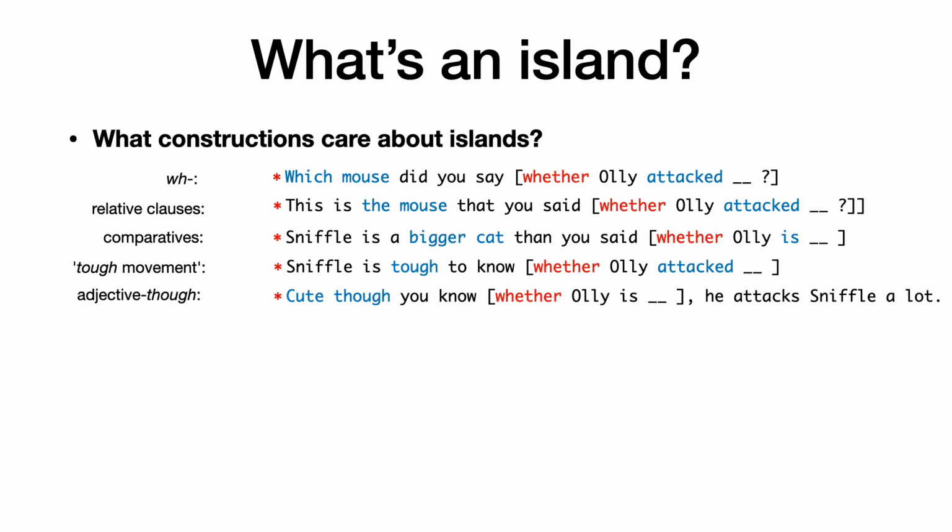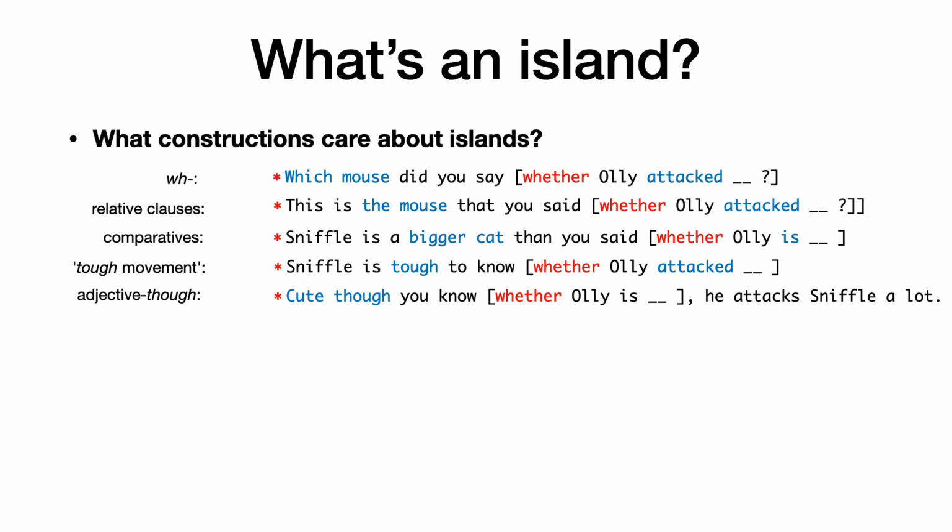So here, which mouse did you say whether Ollie attacked, right? Which mouse is understood as the object of the verb attacked, and it sounds weird because we have that word whether, right, in the middle. We also see the same kind of phenomena happen with relative clauses. So this is the mouse that you said whether Ollie attacked, right? So here I marked in blue the mouse as the thing that's quote unquote moved. Again, different theories will say different things here. But again, just observationally, we understand that the mouse is the object of the verb attacked here. And it sounds funny to have that relation over the word whether.